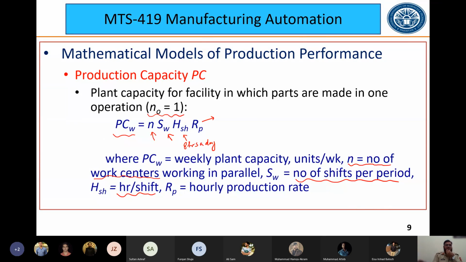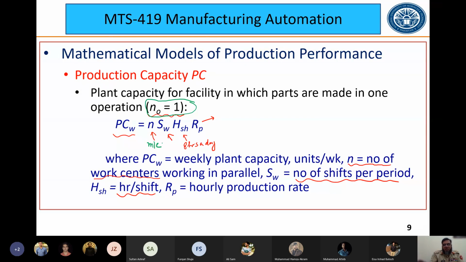Production capacity can be defined as this, where N is the number of work centers, the machines you have. SW is the shifts per period, meaning how many shifts you are running in a day. HSH is the number of hours per shift, and then RP is the hourly production rate. So this is going to give you the plant capacity. One thing you have to keep in mind here is that this is for one operation.